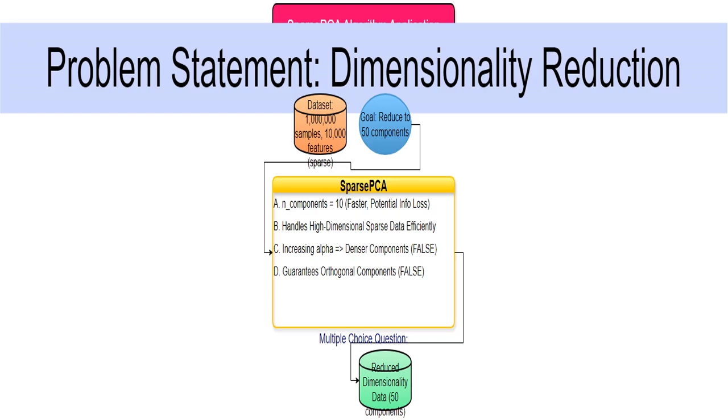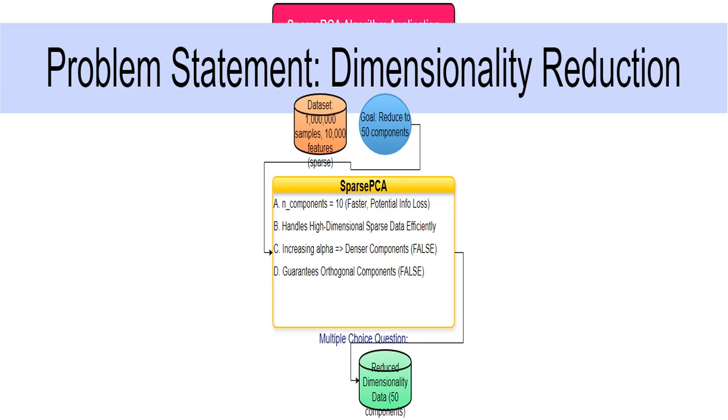I'm tackling a dimensionality reduction problem. I have a massive dataset, 1 million user website interactions, each described by 10,000 features, website pages, that I'm trying to simplify. My goal is to reduce this to just 50 key components.